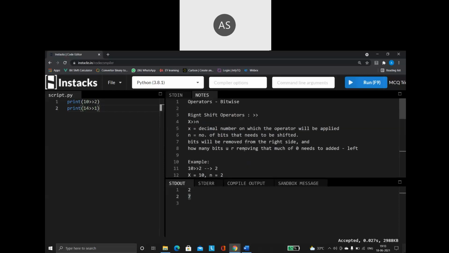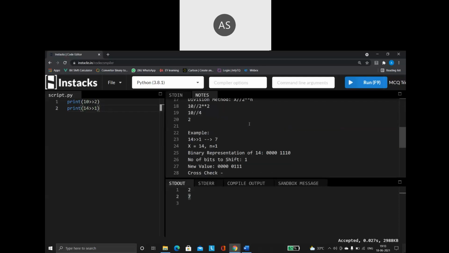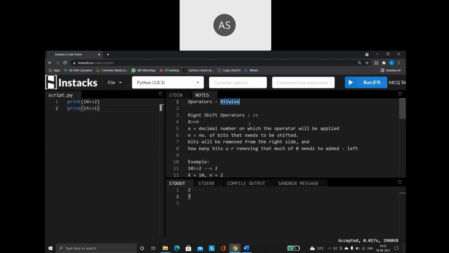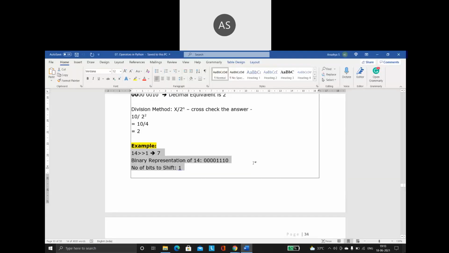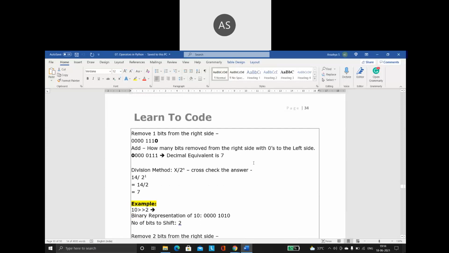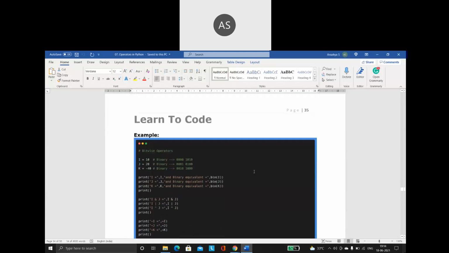So this is how I will be working on the bitwise right shift operator. I hope it is clear, guys. These operators, you can just work out with sample programs. I will share the document about the operators, where I have given you all the examples covered here and a few more examples. You can go through that. I will share the document in your WhatsApp.